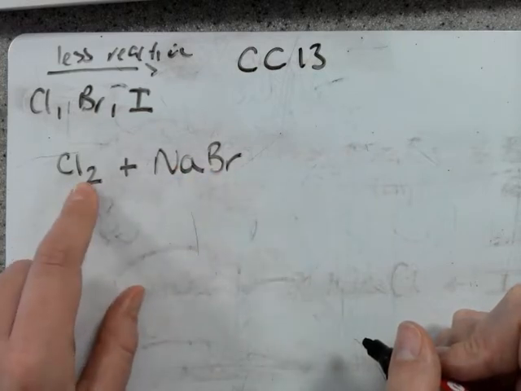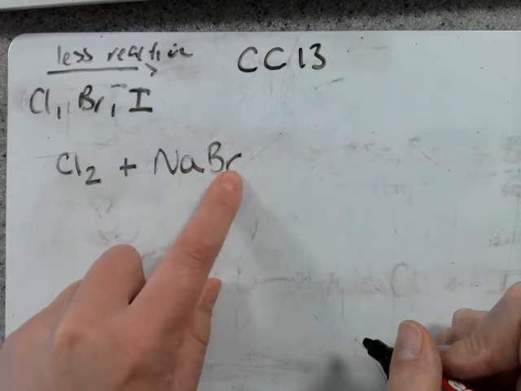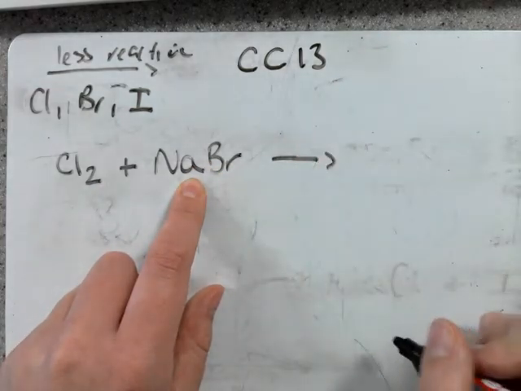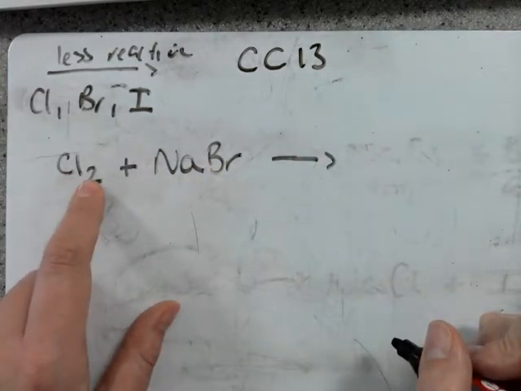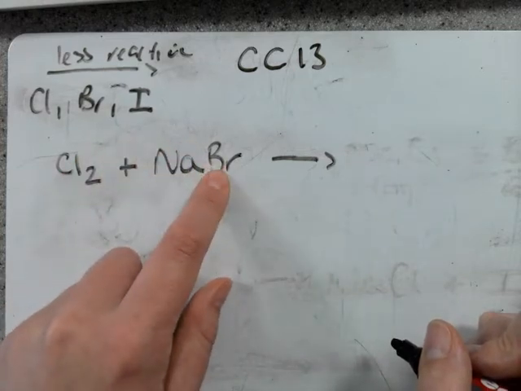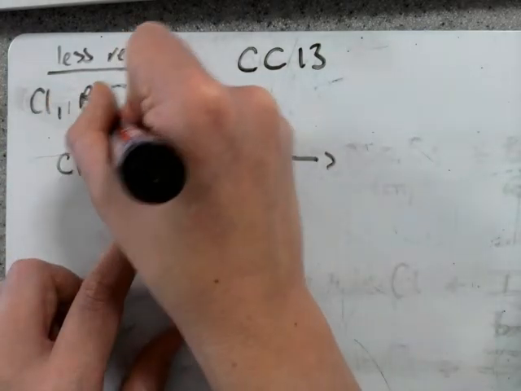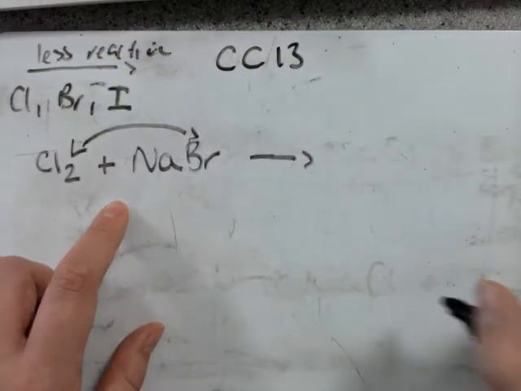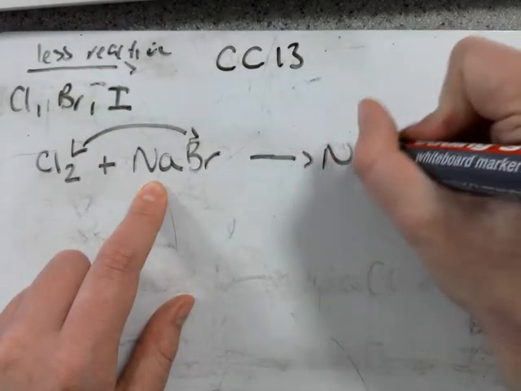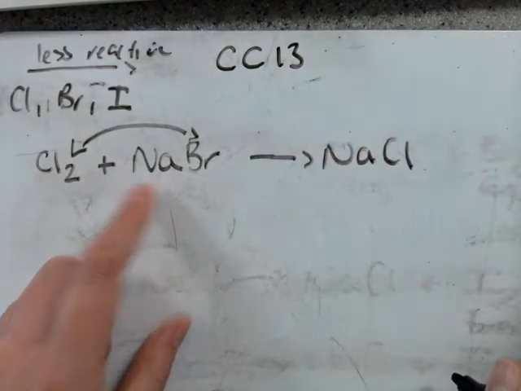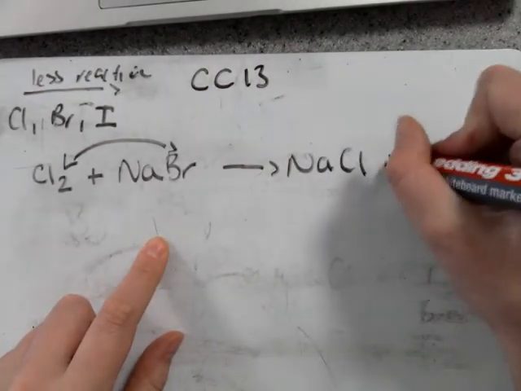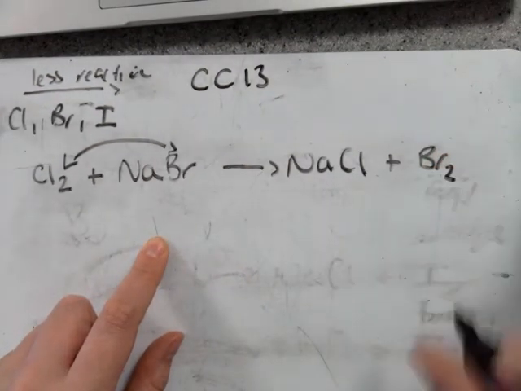So I've got chlorine as an element by itself, and I've got bromine in a compound. And the rule is, if the halogen by itself is more reactive than the halogen in the compound, they will swap places. I know chlorine is more reactive than bromine, so I know that they will end up swapping places. And when they do, sodium is going to become bonded to chlorine instead of bromine, and bromine will be left by itself.